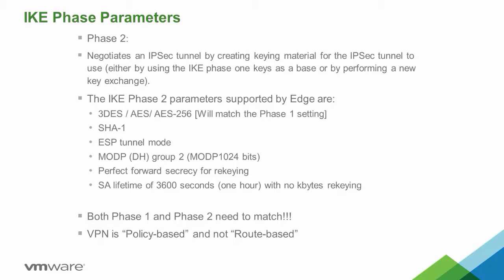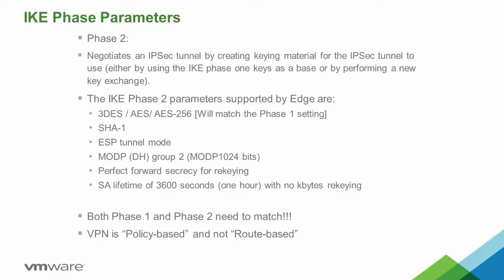And the security association lifetime for phase 2 will be 1 hour. And again, there's no kilobyte rekeying. Now, the 2 points that I have at the bottom, the first one is that phase 1 and phase 2 need to match. Now, on the vShield Edge, that's enforced. You only have one place to choose your encryption algorithms. And once you choose that, then it's going to be applied on phase 1 and phase 2.